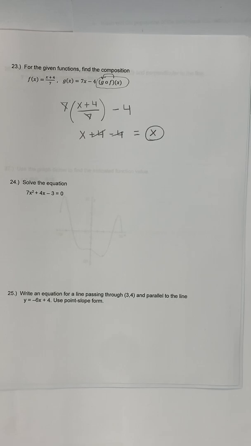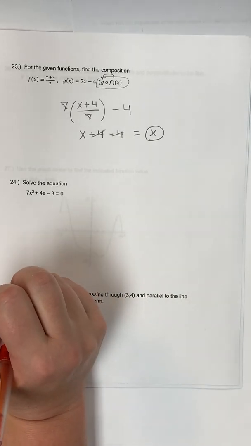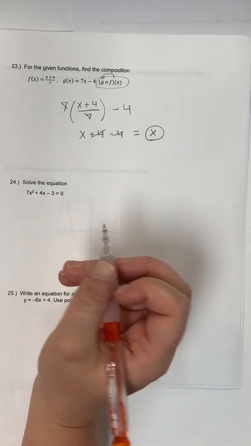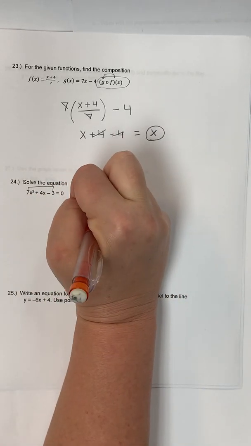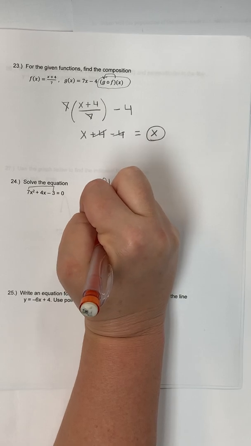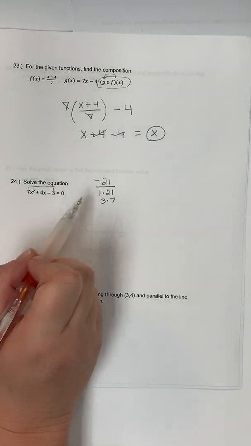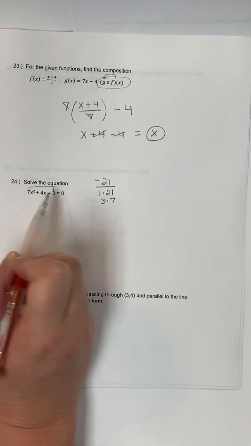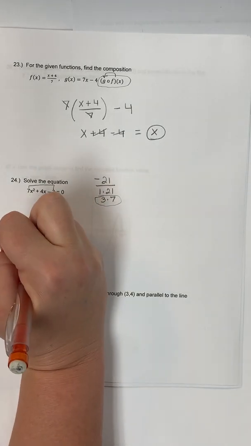All right, number 24. Solve the equation. Okay, so we don't know if this is going to be a factor or a quadratic formula. So here we go. We're just going to try it out. I'm going to multiply those two together. I get negative 21. Okay, here's my possible factors. One's going to be positive, one's going to be negative, and they need to combine to give me 4. Turns out I can factor him just fine.